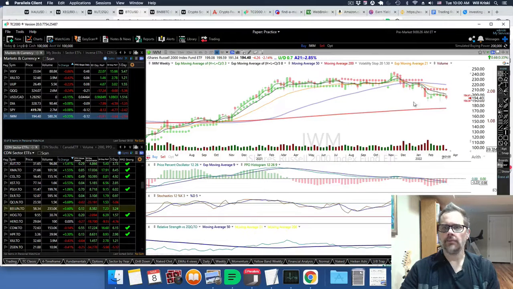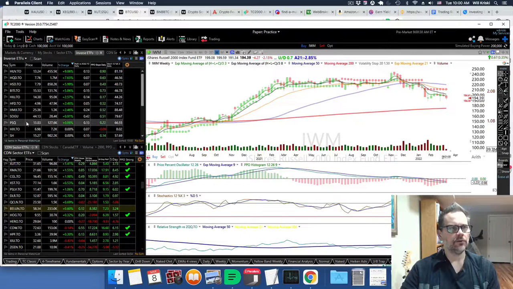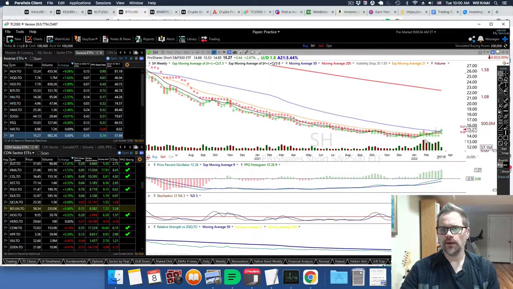So I don't recommend getting into any of those, but if you go to the inverse, I've got an inverse. There's PSQ, which is the NASDAQ. The SH is the S&P 500. You can see how it's gotten above the 50-week moving average now.